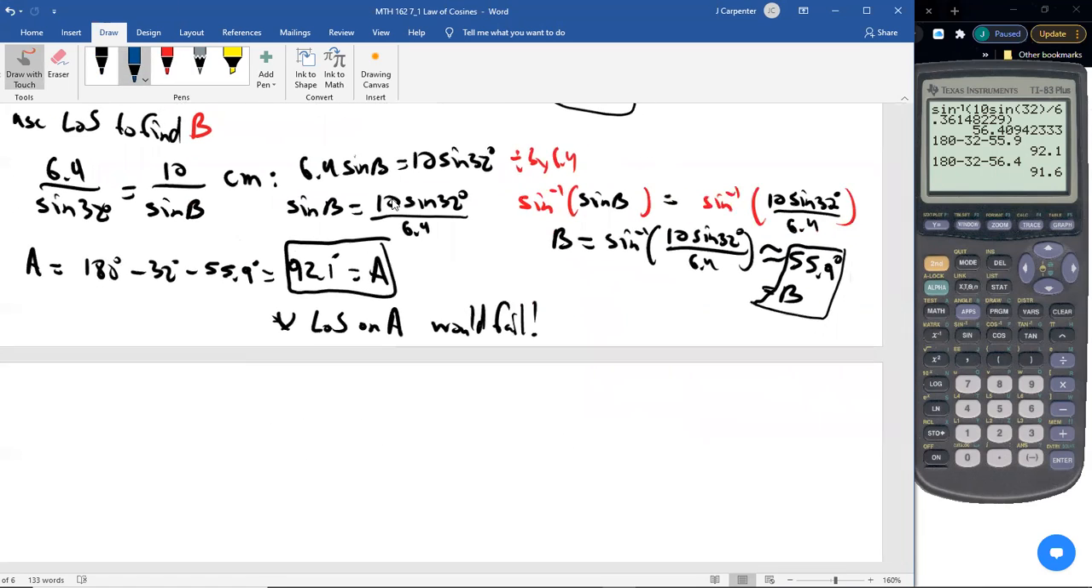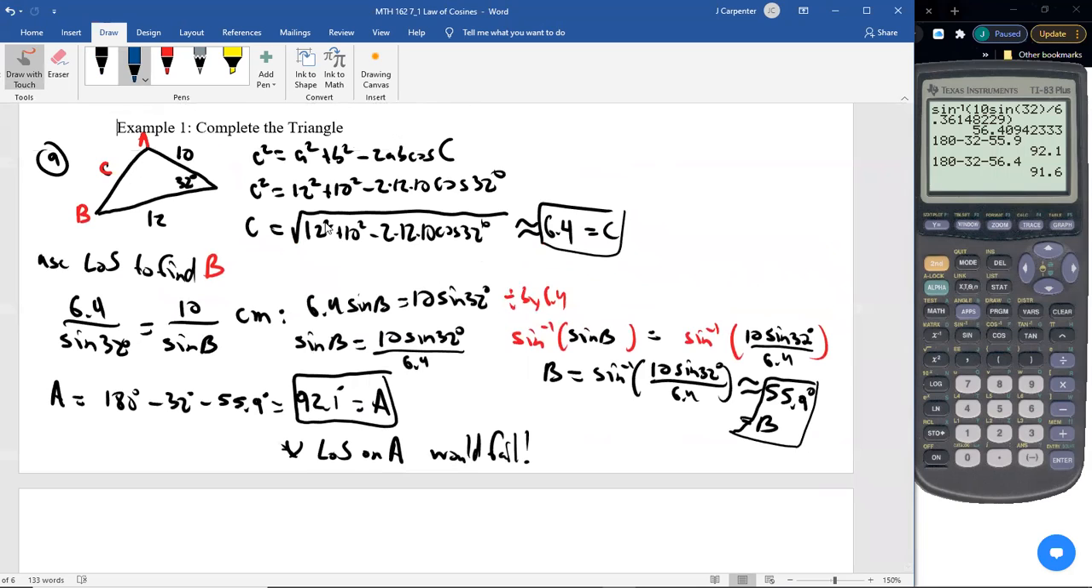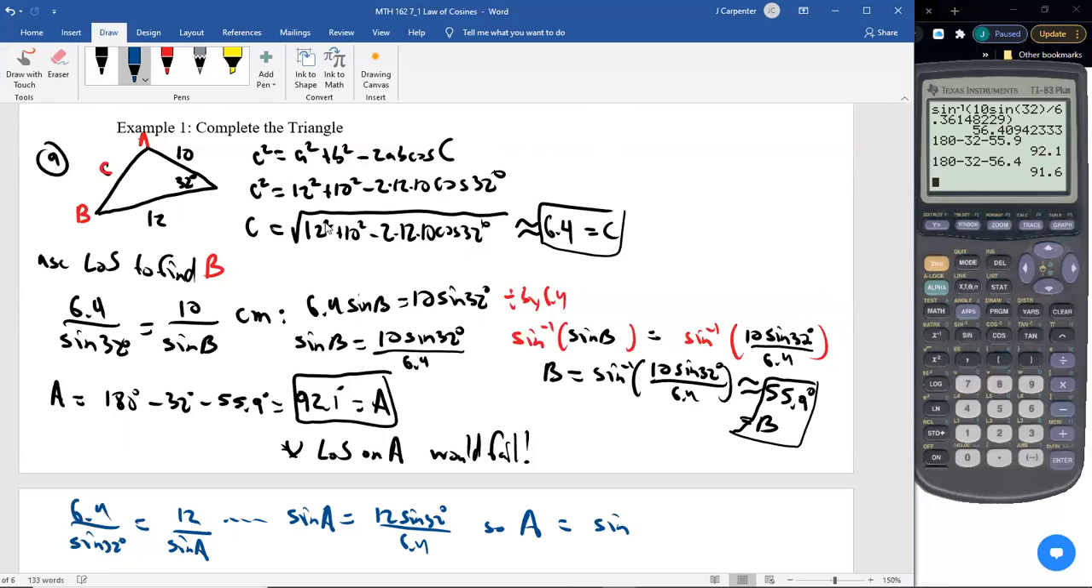So let me pull back so I can see everything. If we tried to do the A's, we would have gone for the C's, that was the 6.4 over the sine of 32 degrees equals 12 over sine of A. After you cross multiply and solve, I'm not going to show all the work, you'll end up getting that the sine of A is equal to 12 sine of 32 degrees over the 6.4. So A would be the inverse sine of 12 sine of 32 degrees over 6.4.